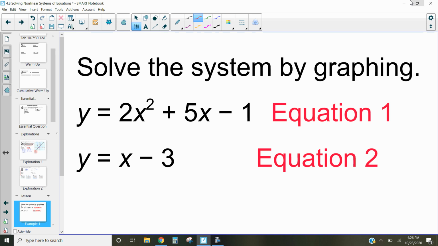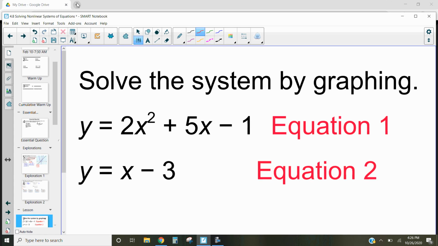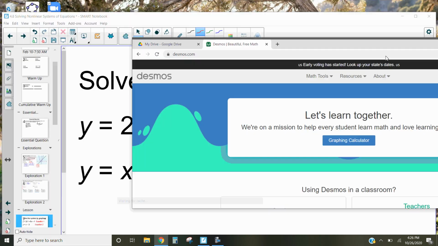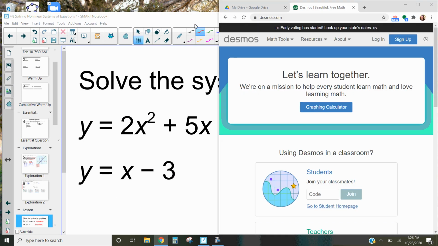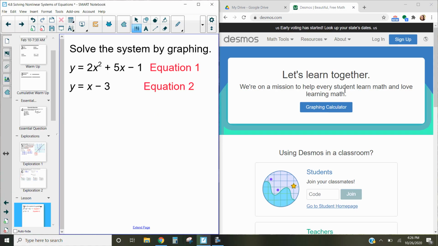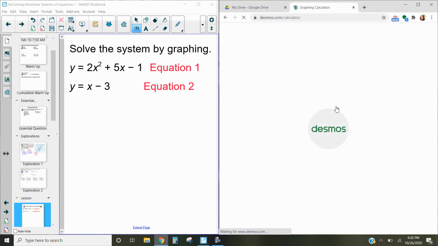So I am going to minimize this page here, and we are going to go to desmos.com. There we go. I'm going to drag it over here so that we can look at both screens at the same time. Yes, this one is the one that I want. Perfect. Okay, so our graphing calculator, that's what we're going to do, is graph it here in our graphing calculator.